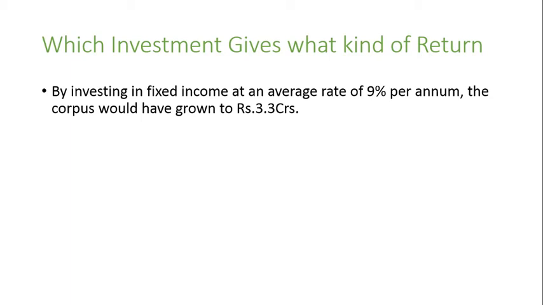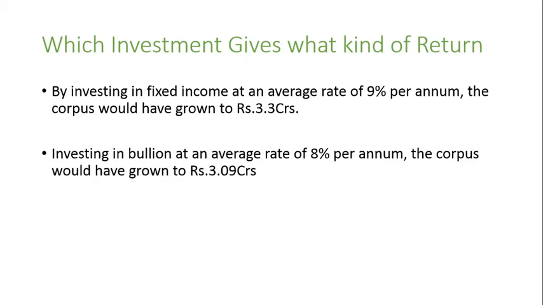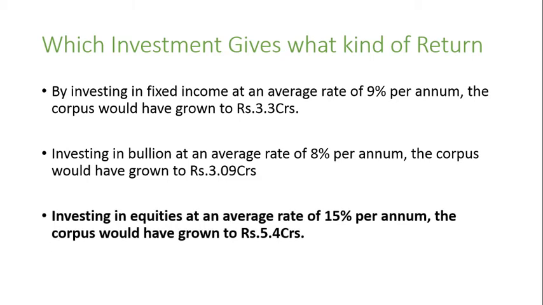So after 20 years, here the data is shown, after 20 years what that savings will amount to. If you are investing in fixed income at 9% per annum, the corpus would have grown to around 3.3 crores. Similarly, if you are investing in commodities at a rate of 8% per annum, that corpus would grow to 3.09 crores. But if you are investing in equities at an average of around 15% per annum, the corpus would grow to 5.4 crores in 20 years.